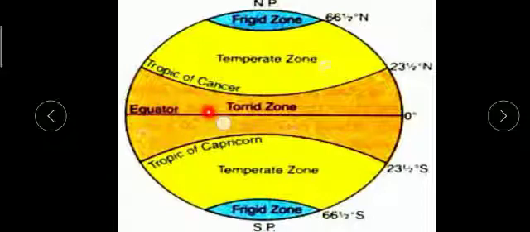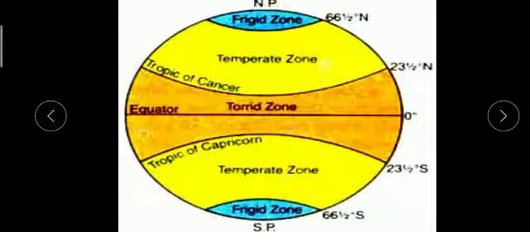As you can see, this is our equator, and the regions which are far away from the equator are called as frigid zone. There are two frigid zones, one in each hemisphere, the northern frigid zone and the southern frigid zone. The northern frigid zone lies between the Arctic Circle and the North Pole, that is 90° north, while the southern frigid zone lies between the Antarctic Circle and the South Pole, 90° south.